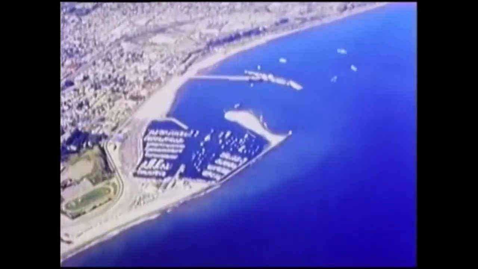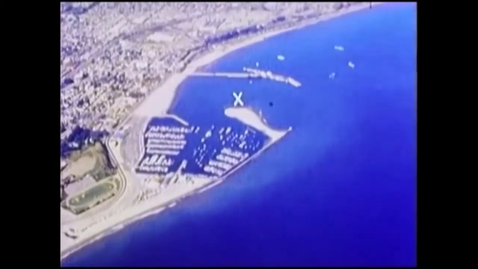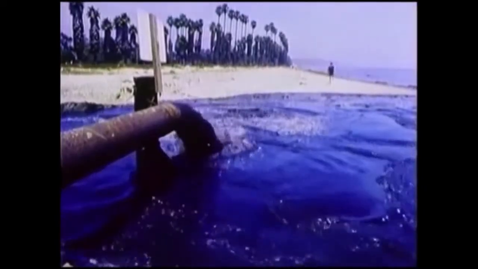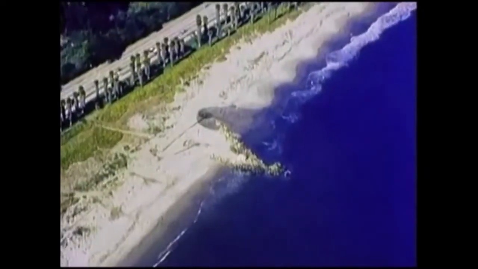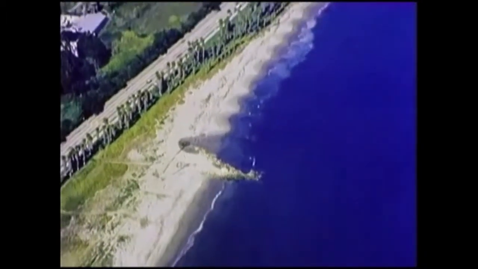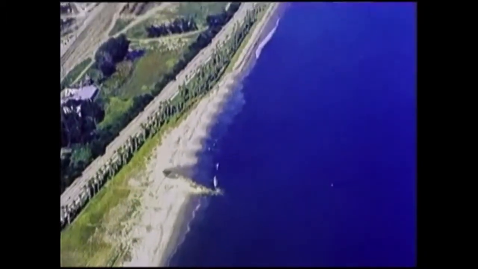The dredge picks up a mixture of sand and water here, pumps it through a pipe, and dumps it here. The sand spilled out onto the beach below the harbor flows down the beach toward the surf. Once the sand reaches the surf, it is picked up by the longshore current and is once again on its way down the coast.